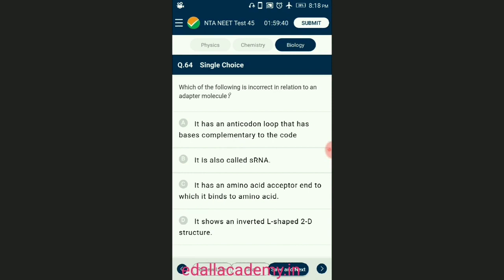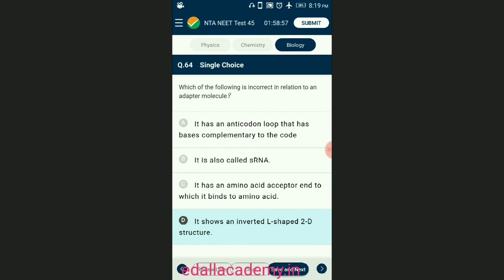First one is the aminoacyl synthetase binding loop or DHU loop, generally called the dihydroxyuridine loop. It is the first loop from the 5' end. Second one is the ribosomal binding loop with 7 unpaired bases. It is the first loop from the 3' end. Third one, anticodon loop with 7 unpaired bases. Out of the 7 bases in the anticodon loop, 3 bases act as anticodon for a particular triplet codon present on mRNA. So the answer for this question is option D. It shows an inverted L-shaped 3D structure.